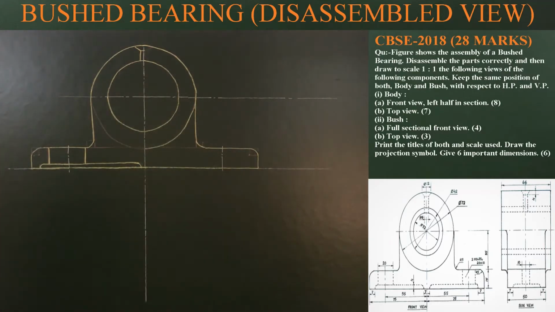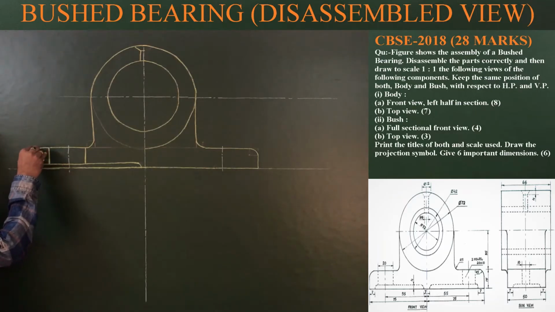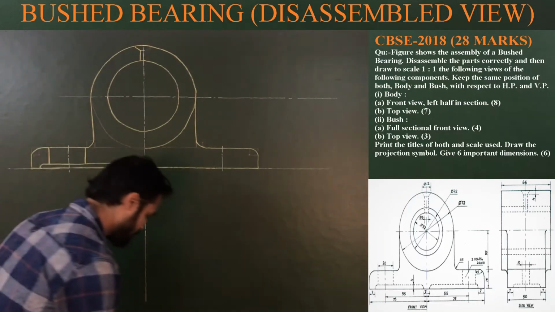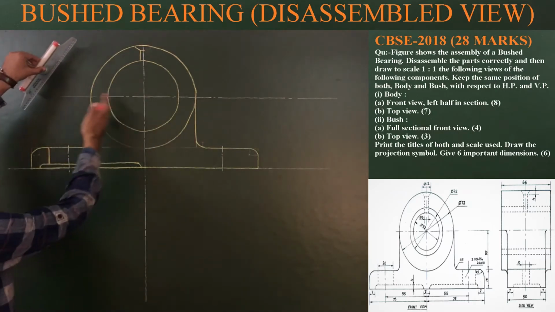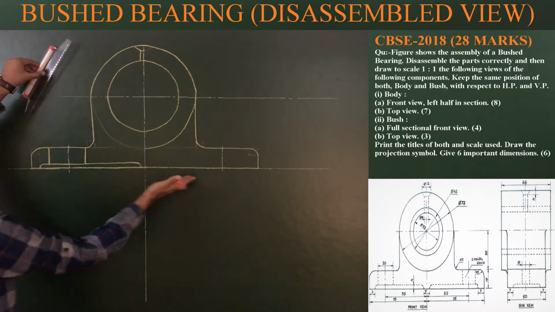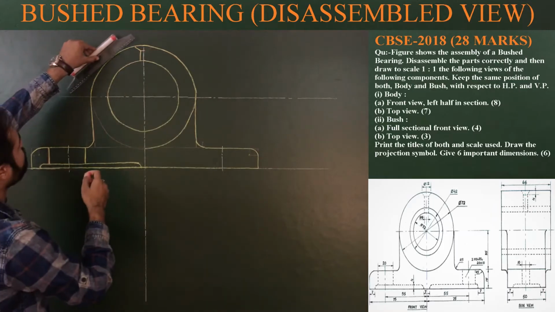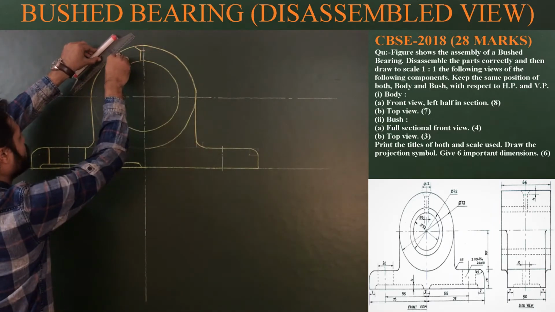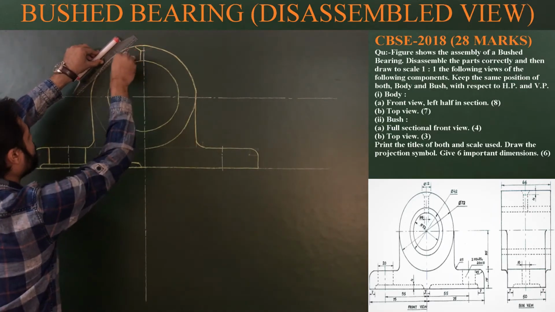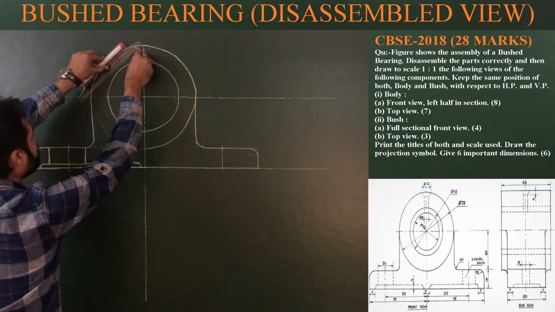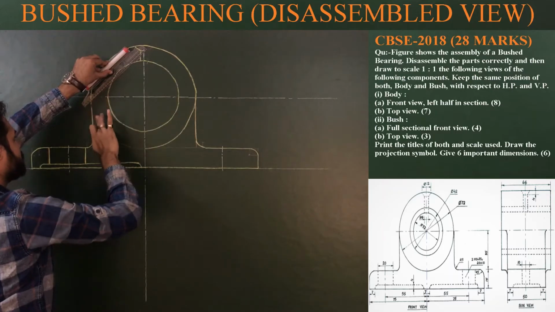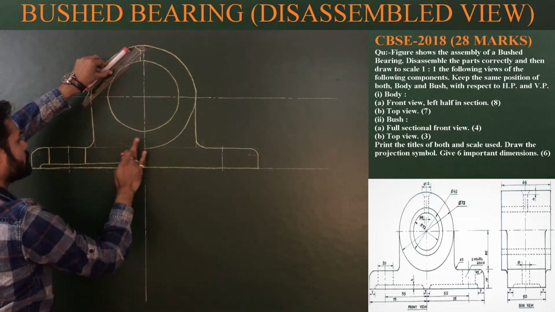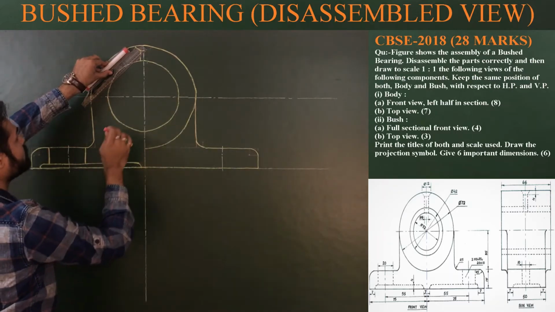Okay. Now draw hatching lines for the left part, for the part in section, using 2H or light pencil at an angle of 45 from this, or 45 from your XY line, only for the left part. If you want to erase this part, you can.